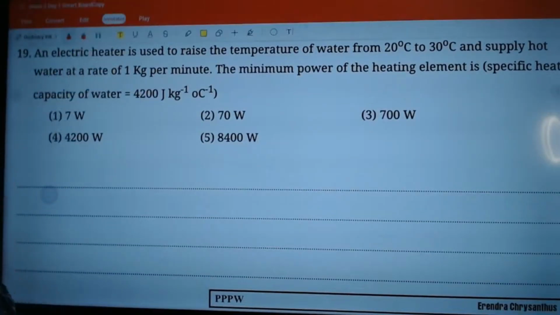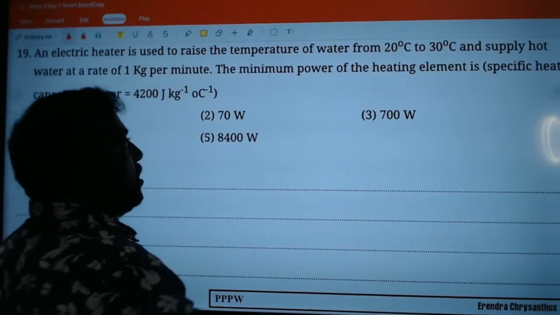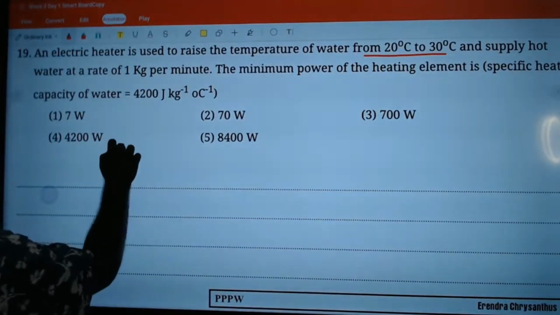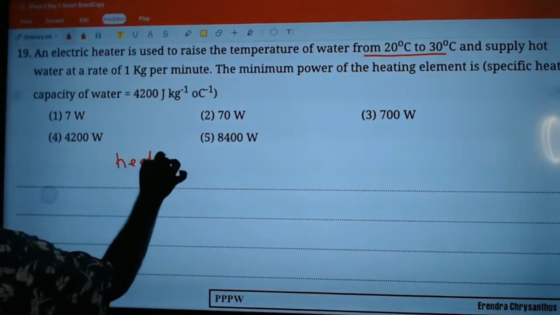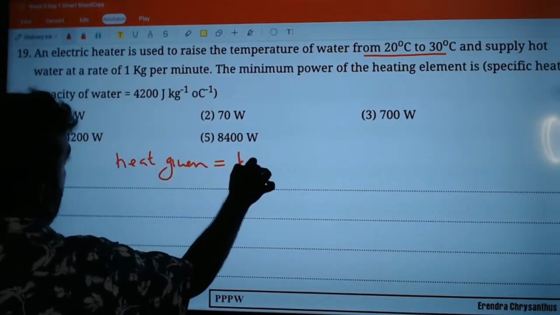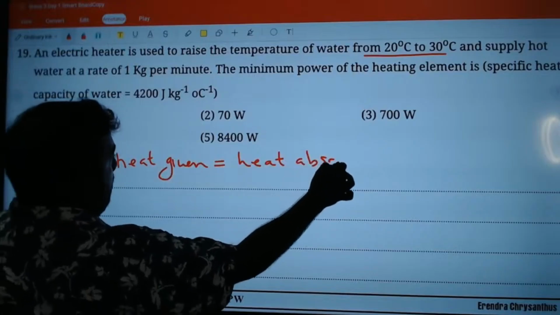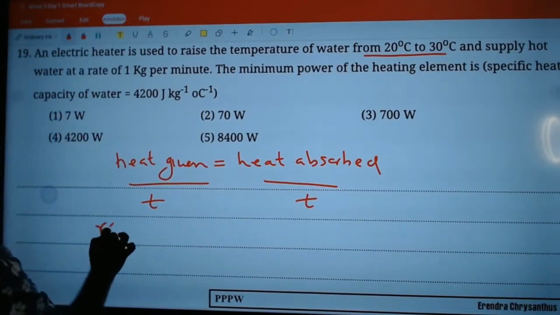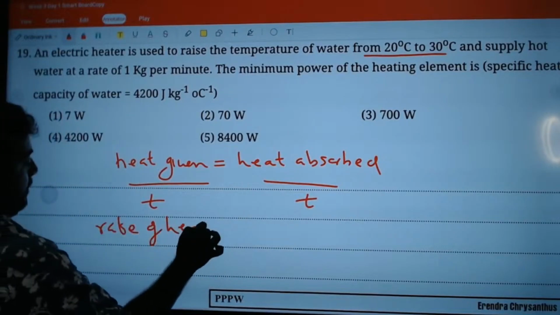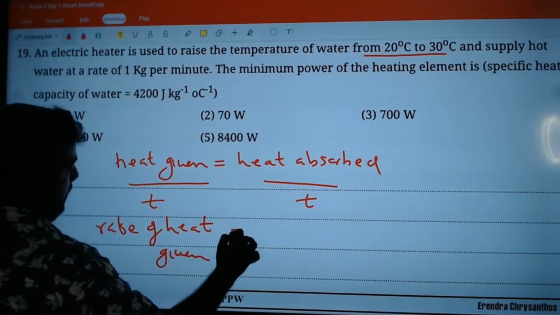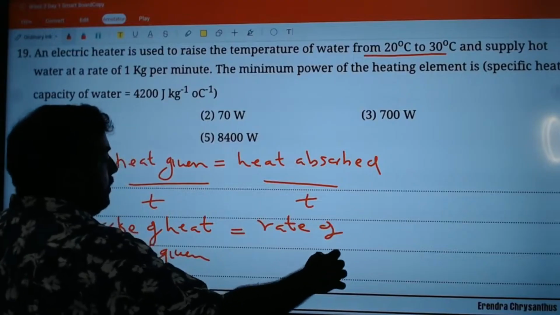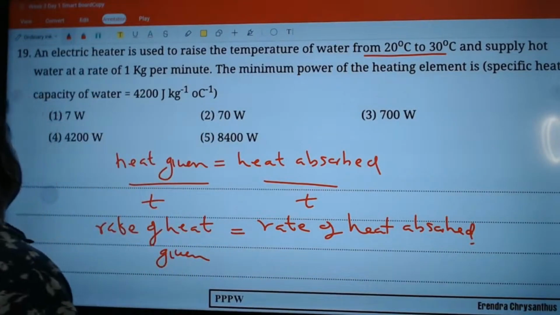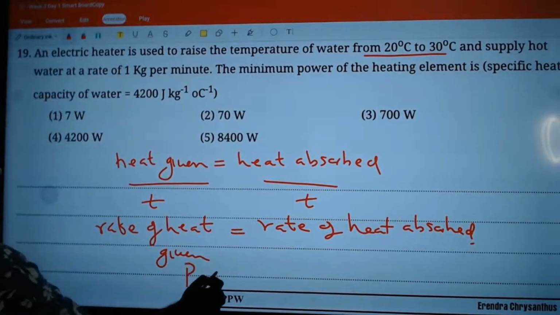Okay. An electric heater is used to raise the temperature of water from 20 to 30. Heat given equals heat absorbed. Now I divide both sides by time, then it becomes rate. Rate of heat given equals rate of heat absorbed. The rate of heat given is the power of the heater.